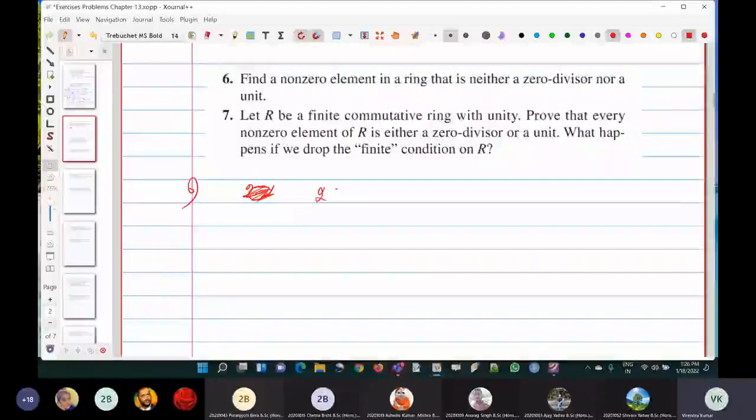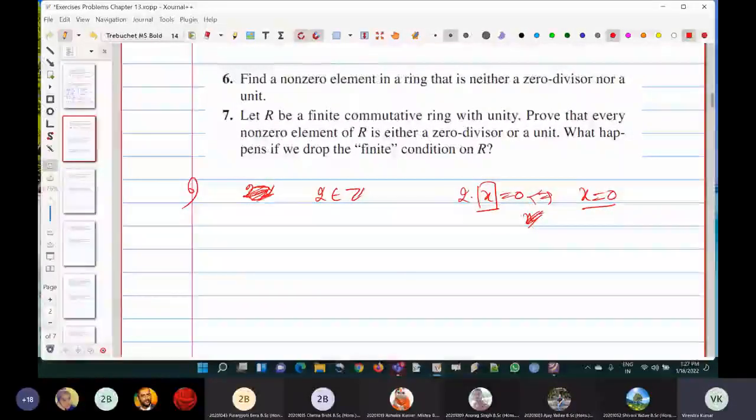You can take the set of integers. 2 belongs to Z, and of course 2 is not a unit. Whether it is a zero divisor or not: if you write 2 times some x equals 0, what about x? Can x be anything except zero? In the integers, 2 times x is 0 if and only if x is 0. So you cannot find any non-zero x such that the product of 2 and x is 0.